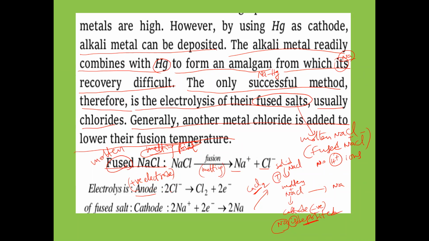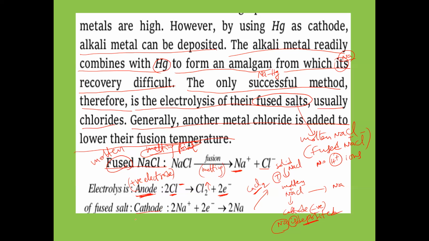Now here each Cl- has one extra electron. 2 Cl- will have 2 extra electrons. So 2 electrons will be lost. When 2 electrons are lost, 2 Cl atoms will combine to form Cl2 gas. So like this Cl2 gas is obtained at anode. At anode, Cl2 gas is liberated.